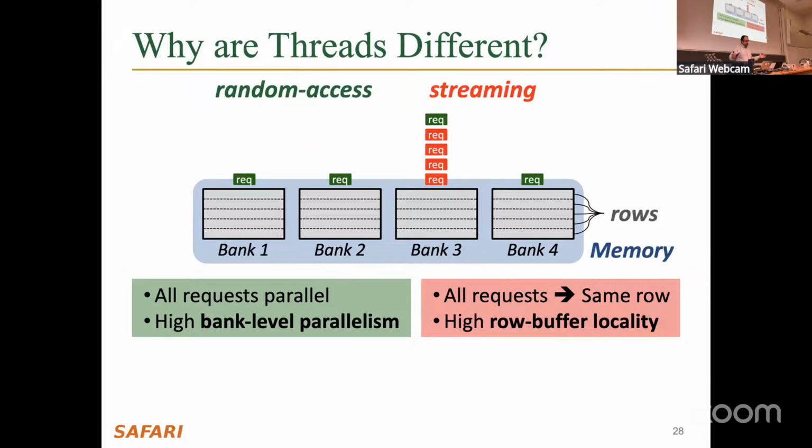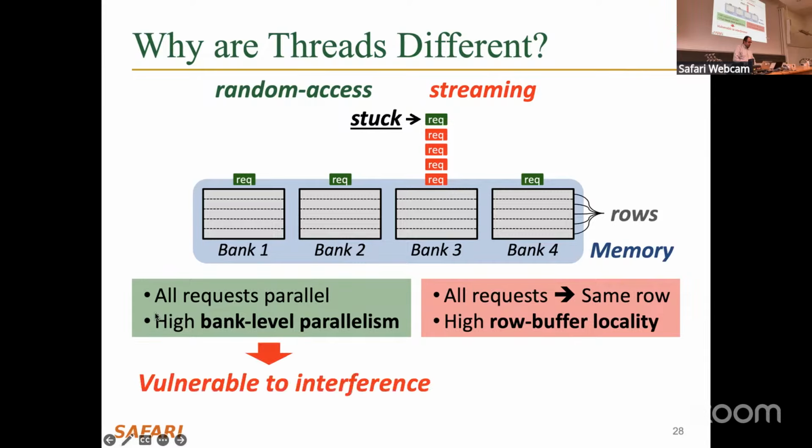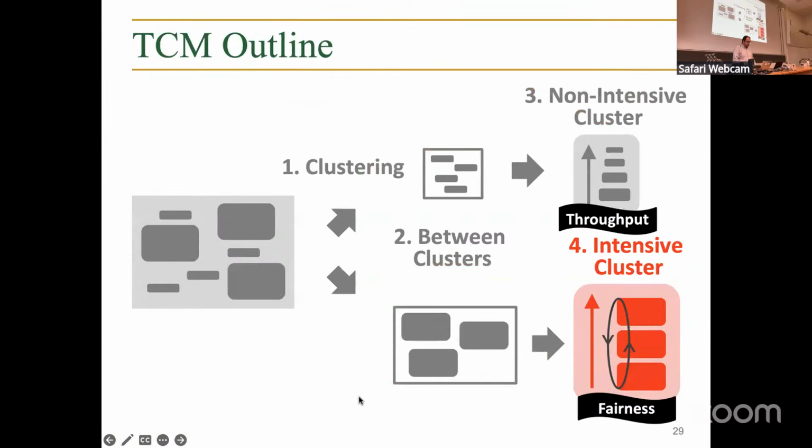But now when you have these two together, the problem starts. If it happens that we schedule the streaming accesses before the random access, then we get this problem that the random access is going to be stuck here for a long time until we serve a lot of these streaming accesses. So the insight here is that an application with random access is much more vulnerable to interference.